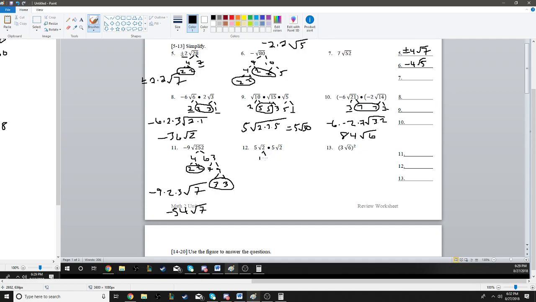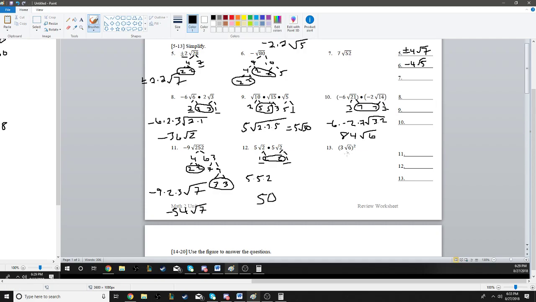The 2's are a 1 and a 2. 2 and 1. Pair of 2's. So we got 5 times 5 times 2 on the outside. And since there's only 1's left over, we don't have to bother writing it. So this all comes out to 50.